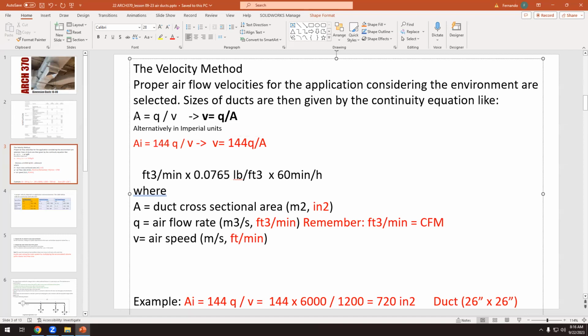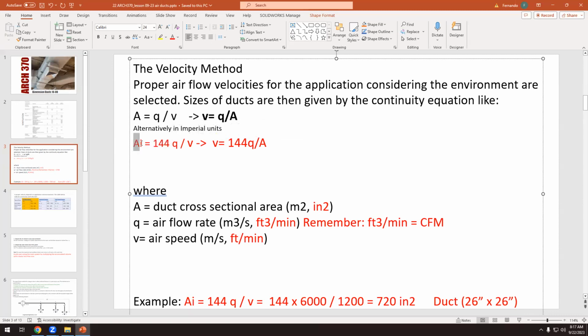So in international units, it's that simple because we have cubic meters per second. Then the air density is 1. It's something very easy to remember, and we don't have these conversions. Here we have minutes. Probably we have to turn minutes into seconds or hours. Then we have to turn the air density in cubic feet into pounds. So that's why we have all these things, and we end up having this 144. Okay, so that's the formula.